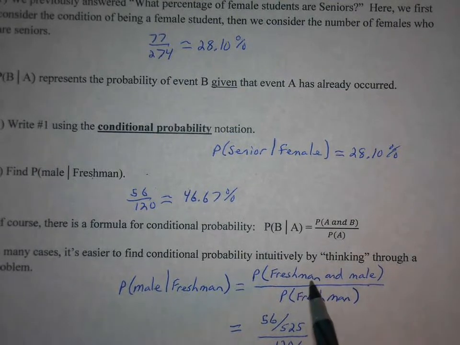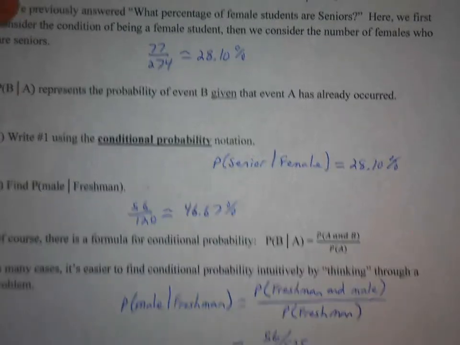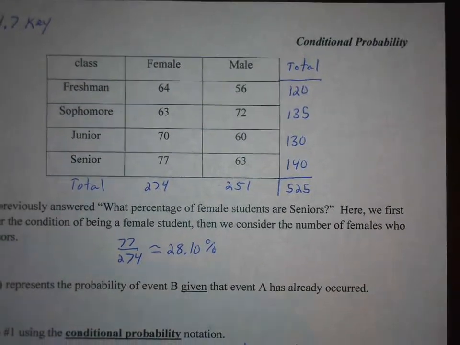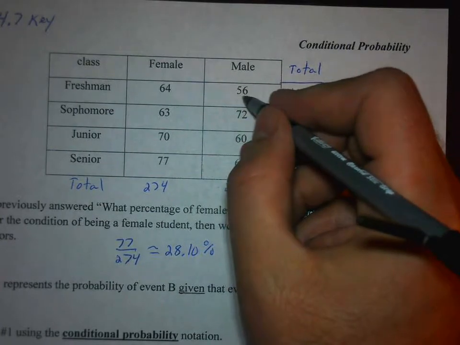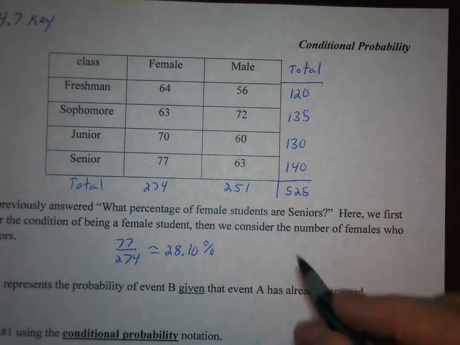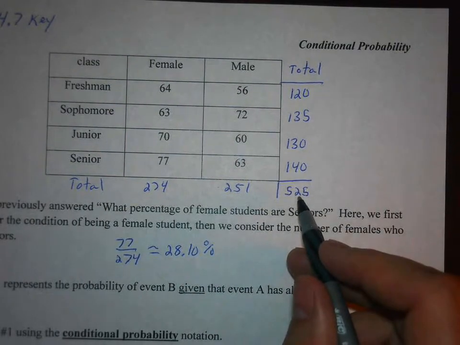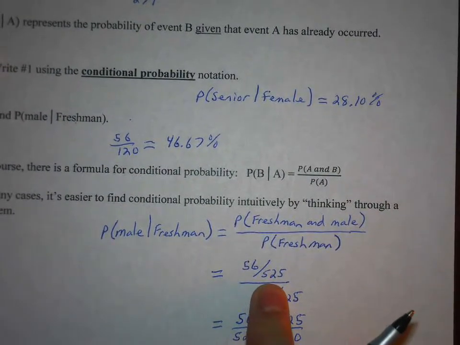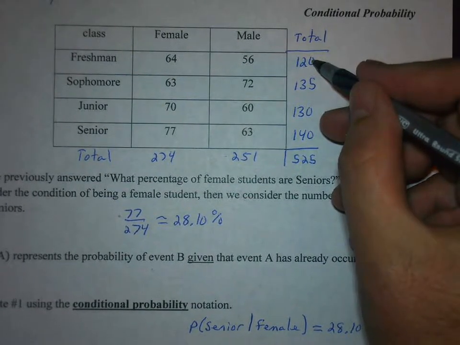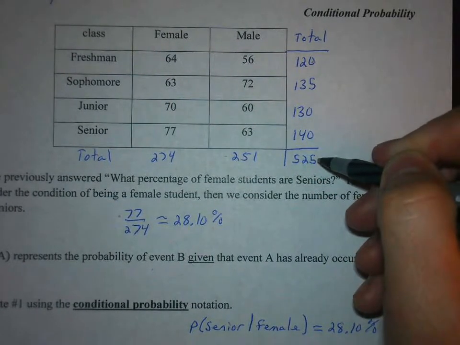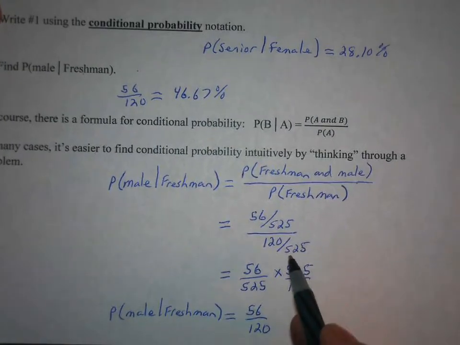To actually find the probability of freshman and male, you look at your table. To be a freshman and a male, you have to be one of these 56 people. So there are 56 male freshmen out of the 525. So that's 56 over 525. And then divided by the probability of a freshman. When you look at the freshmen, there are 120 freshmen out of 525 total. So 120 out of 525.